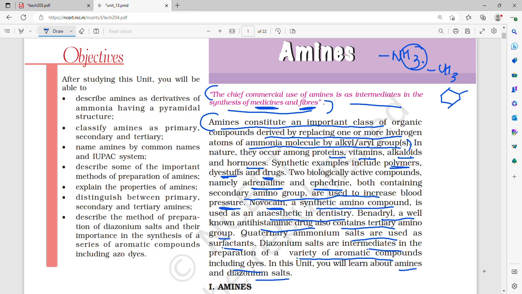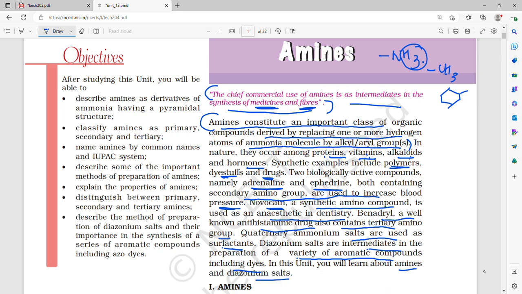Let's go through this once again. The commercial use of amines is as intermediates in the synthesis of medicines and fibers. Amines constitute a very important class of organic compounds derived by replacing one or more hydrogen atoms of ammonia by alkyl or aryl groups. In nature, amines occur among proteins, vitamins, alkaloids and hormones.